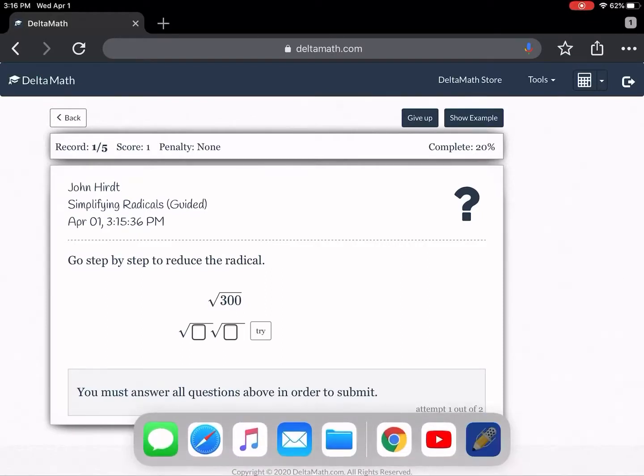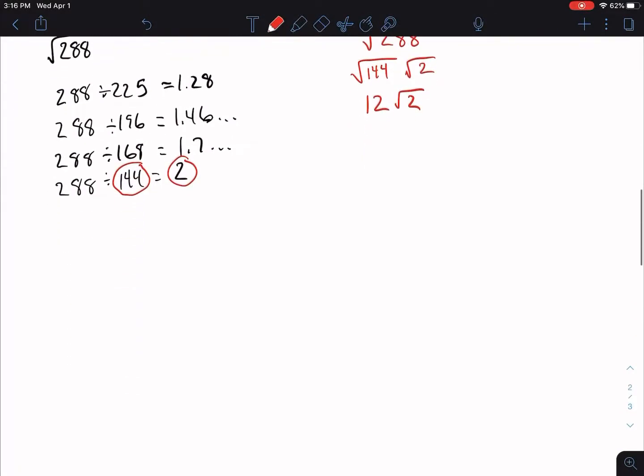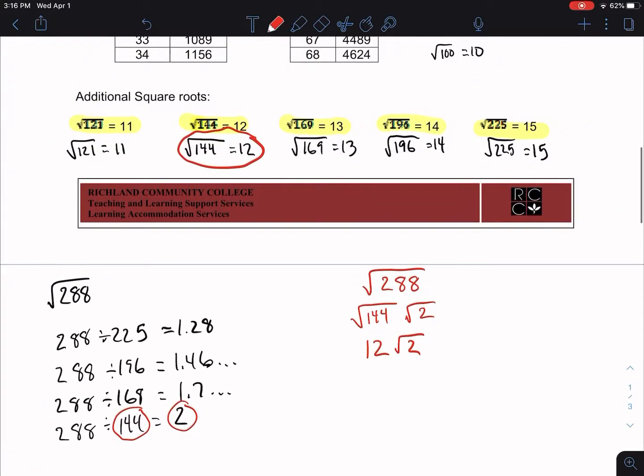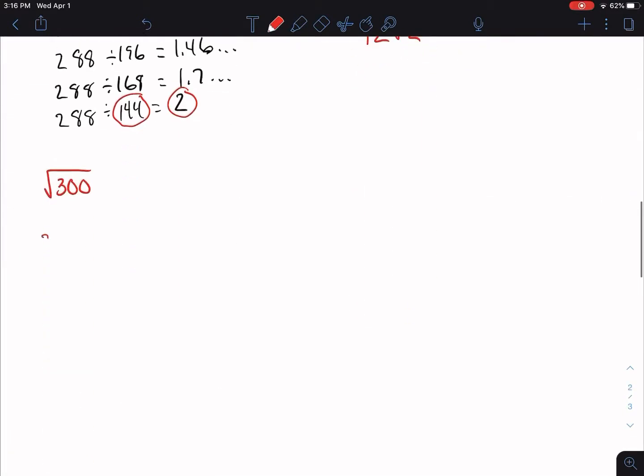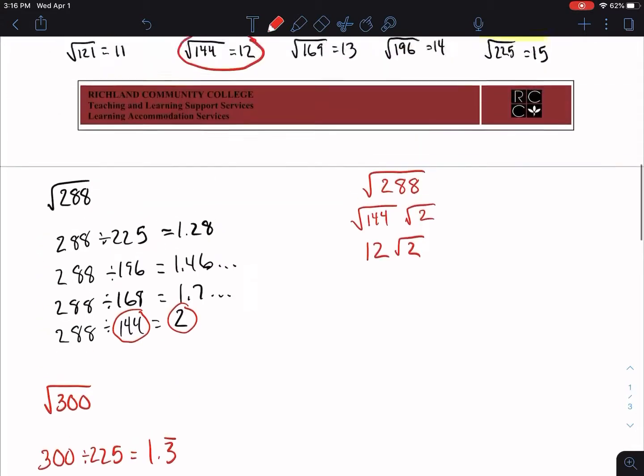Now, it's also important to note that when we're doing this, scrap work is your work, right? So just because it's online on the computer doesn't mean that we're going to be doing this without showing work. So we start with 300 divided by 225. We divide, we get 1.3 repeating, okay?